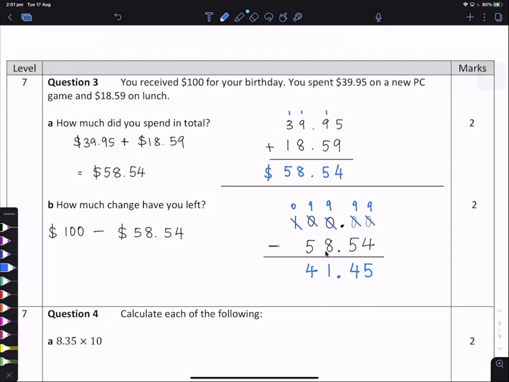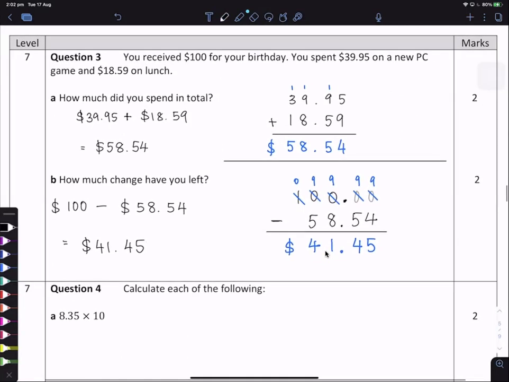Oh, you were so close, Afnan. You're off by 1 cent. 1 cent, 10 cents. So I still would have given you like 1.5 marks here if you got 41.46. So yeah, we can drop a dollar sign there. And if you wanted to show a bit more working out on the side here, you can say it's $41.45.